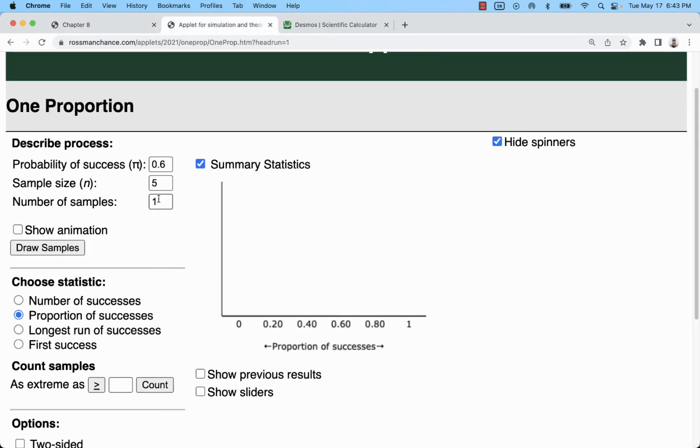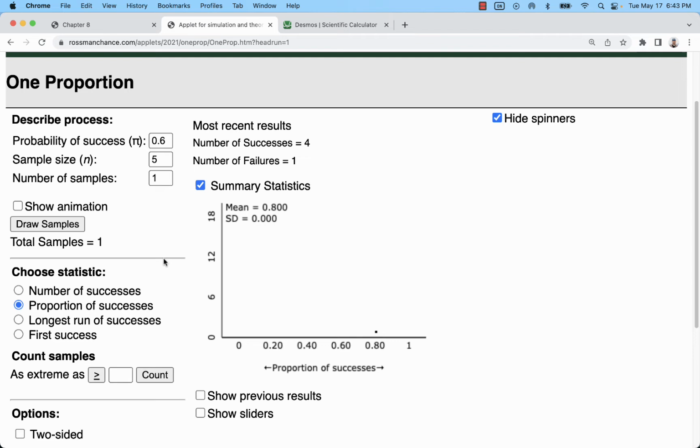Here's what I mean. In this situation, we have a very small sample taken from a population with a 60% success rate. So suppose a candidate won with 60% of the vote, and we just ask 5 people at a time how they voted. Drawing one sample, we get 80% of that sample, 4 out of 5, voted for that candidate. So not a very good estimate, that's off by 20%, but we'd expect to see a good amount of variability here because we're only asking 5 people.